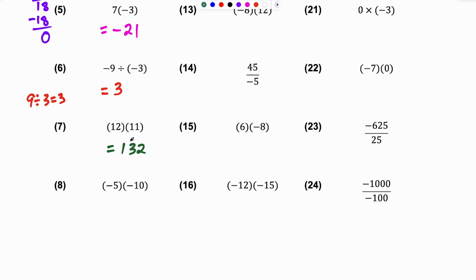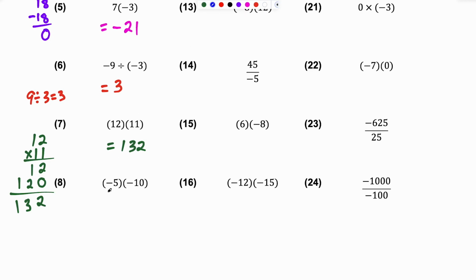If you forget this product, there's no shame in it, but you just have to be able to do long multiplication. So 1 times 2 is 2, 1 times 1 is 1. We put a placeholder, 1 times 2 is 2, 1 times 1 is 1. And now 2 plus 0 is 2, 1 plus 2 is 3, and the 1 carries down. So we still get 132.